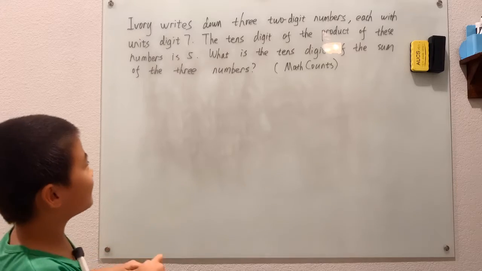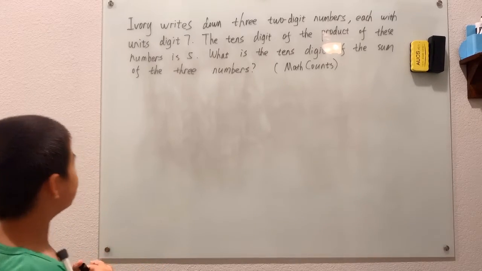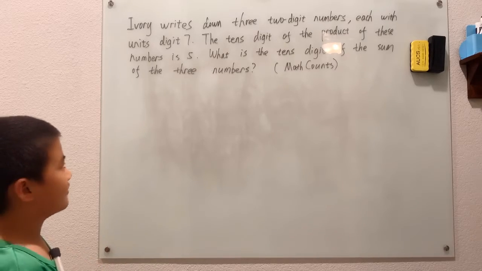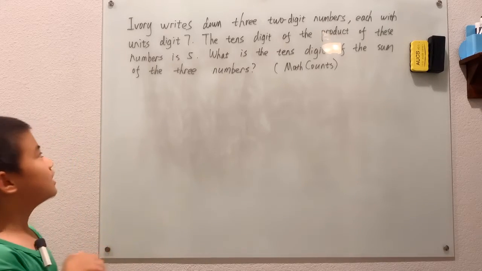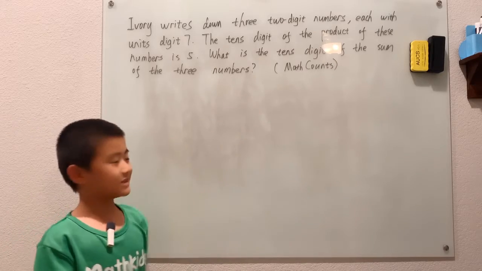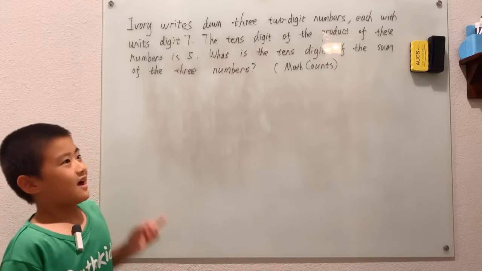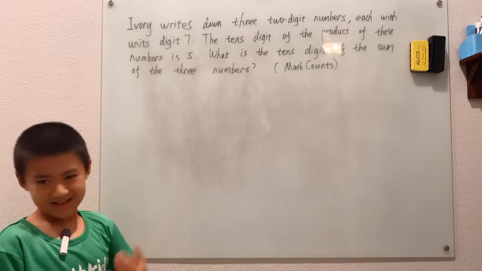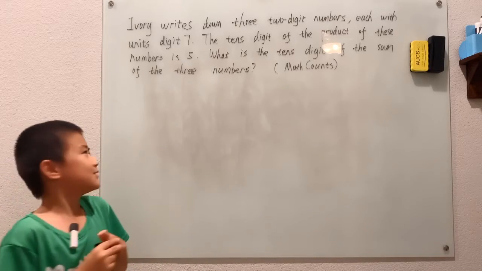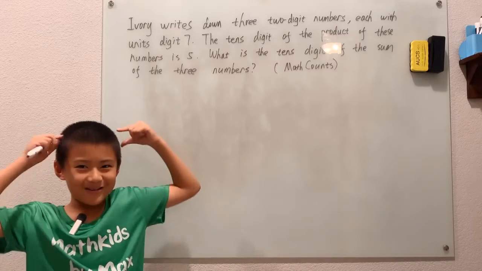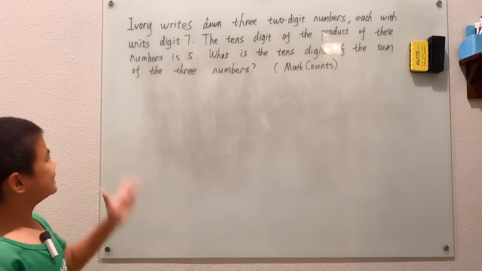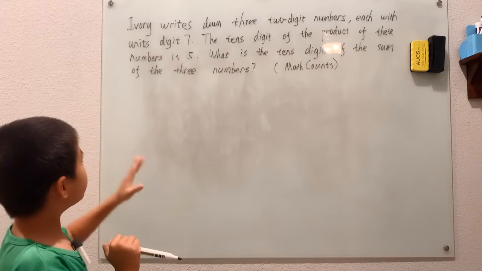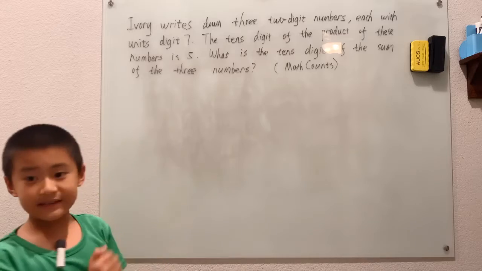Ivory writes down 3 two-digit numbers, each with units digit 7. The tens digit of the product of these numbers is 5. What is the tens digit of the sum of the 3 numbers? Now, this is only for MathCounts, but I believe this is one of the hardest things I've taught at Math Kids. So it's probably okay if your mind goes blank, but it took me a while to learn this actually.